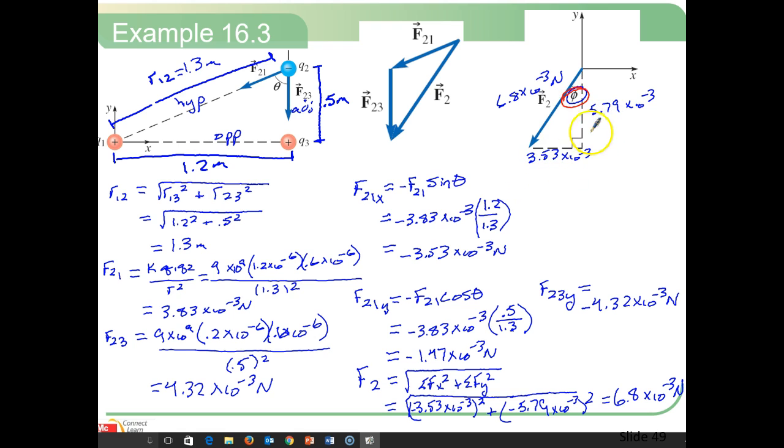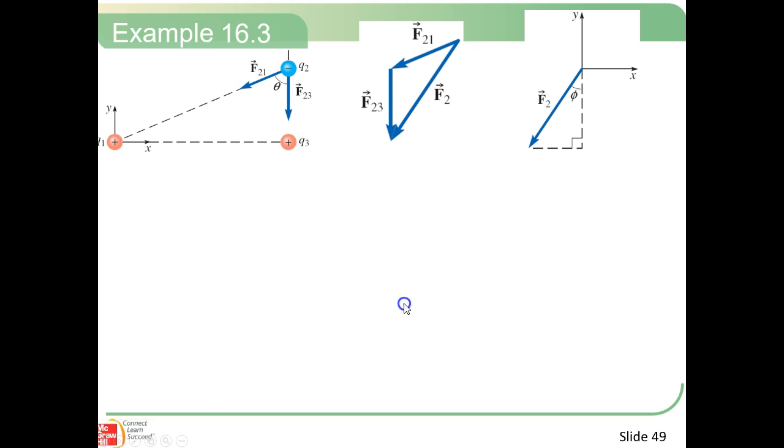If I have these two sides, then I can say the tangent of the angle is equal to 3.53 times 10 to the negative third, the opposite side, over the adjacent side, which is 5.79 times 10 to the negative third. Then I'm going to do the inverse tangent of that. So I'll divide the two, do the inverse tangent, and I should end up with 31 degrees. You want to make sure that your calculator is in degrees and not in radians. And that is the end of the 16.3 problem. Let's go on to the next part.